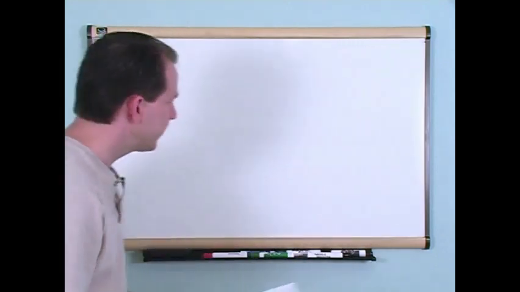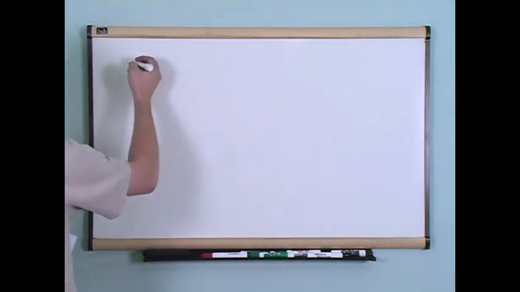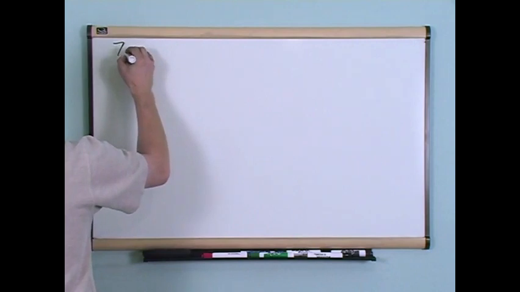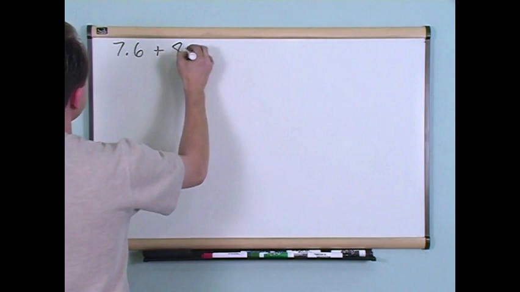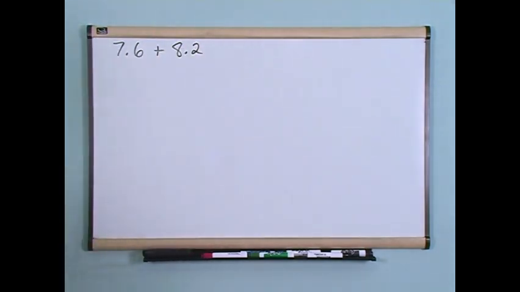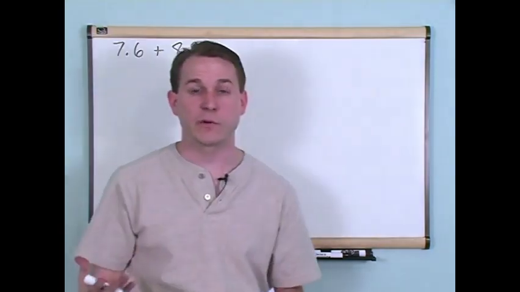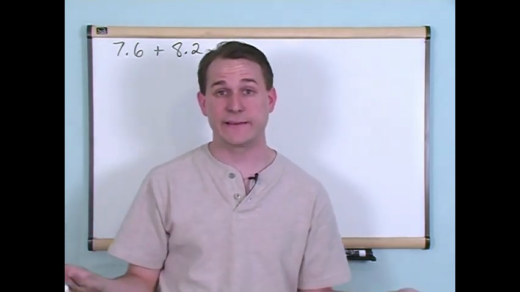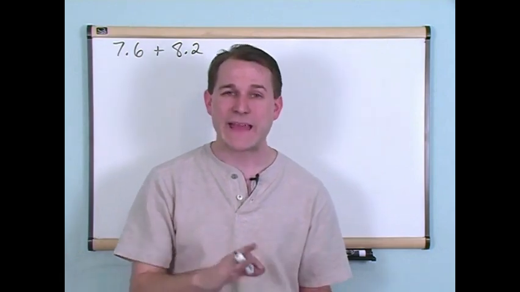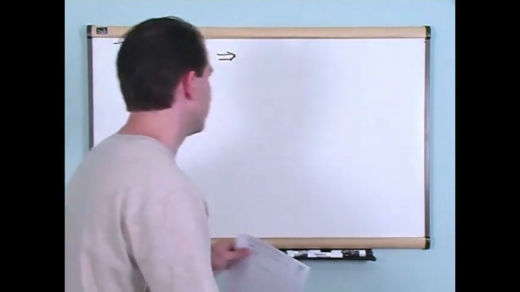So let's go in and let's say, what would you do if you had a problem like 7.6, that's a decimal, plus 8.2, okay? Well, the good news is adding, subtracting, and multiplying decimals are very, very similar to what we've already done in adding and subtracting and multiplying numbers. So there's not going to be that many examples here because it's going to be almost exactly the same thing. I'm just going to teach you a couple of rules along the way.